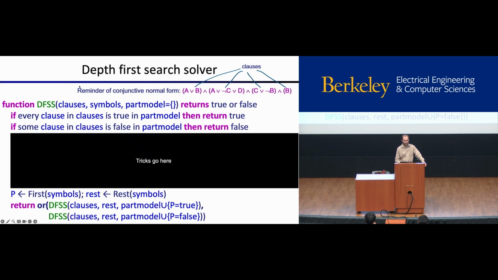And then we recursively call this. Our partial model has been built up a bit. There's more assignments of values to variables. Eventually, we'll assign a value to every variable. And once every variable has been assigned a value, then every clause has to be true or false. So we'll terminate. Any questions? Before we get to the tricks, we have to understand this bit.